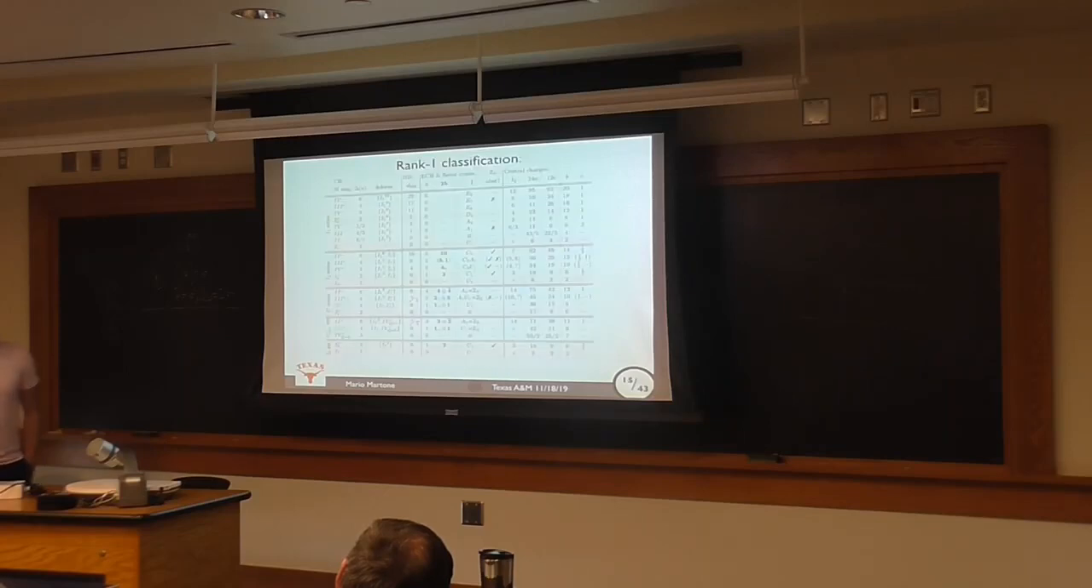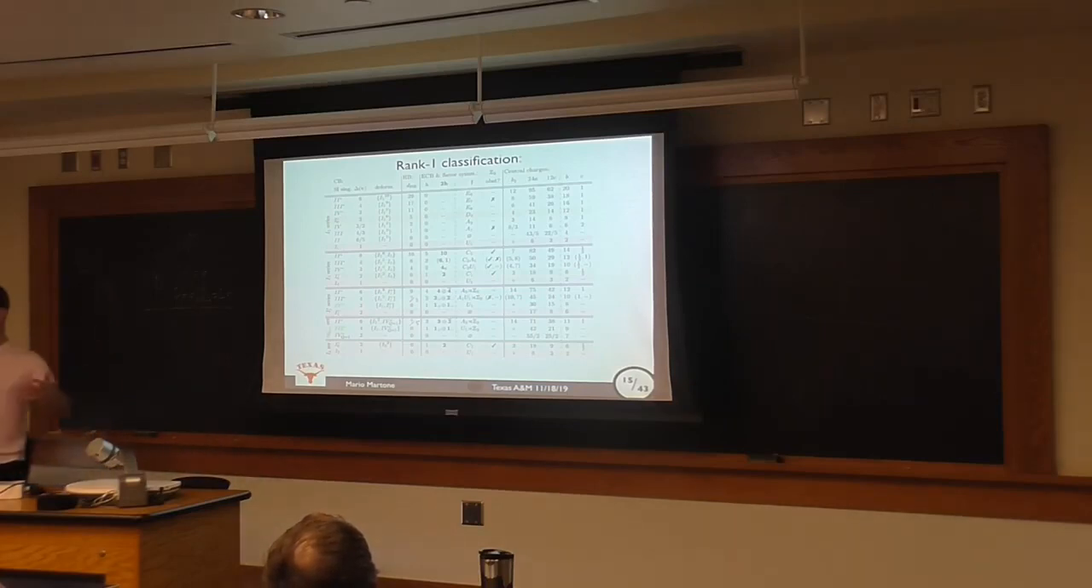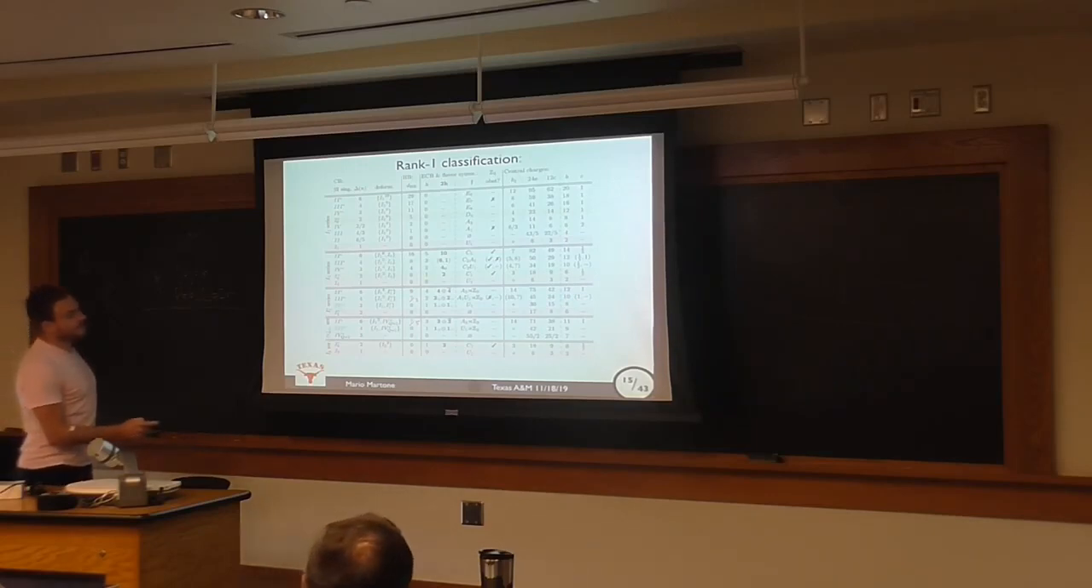Okay. So one of the works that we did, myself, Philip, and some of his students, was a complete classification of the rank one theories, those which have Coulomb branches that come out of this curve. So we have a complete list. This is a big table. There's a lot of information that is hard to parse, but these are the flavor symmetries.